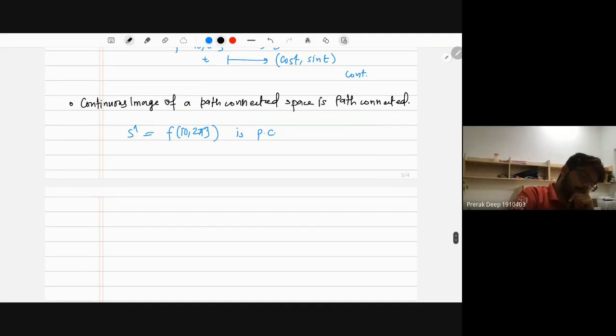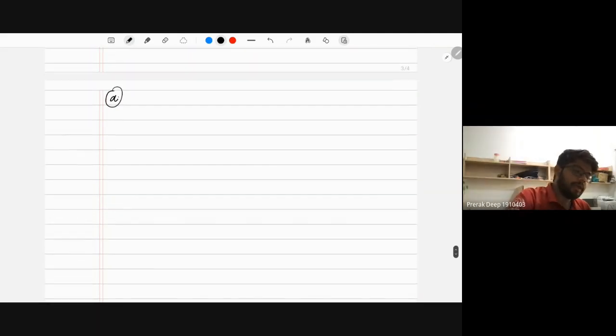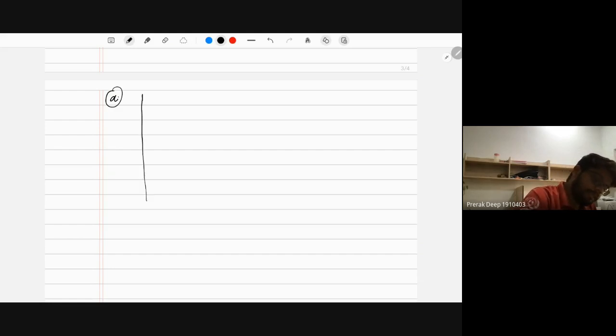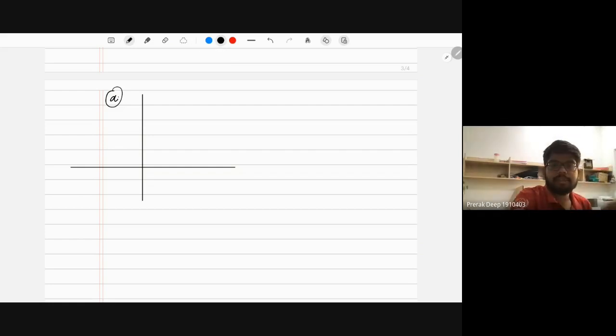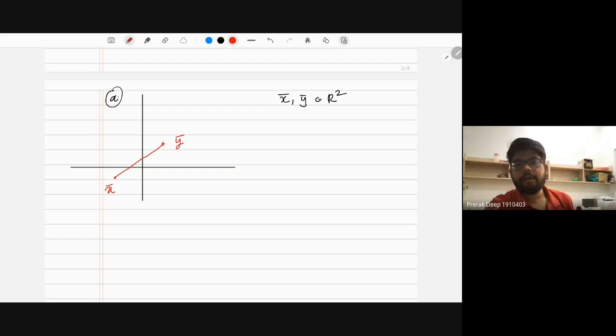Okay. Now option D is R2 minus a finite set of points. If you draw that, this is your R2, and you have some finitely many points that are not part of your R2 now. So take two points, X bar and Y bar in R2. Let's say these points are here. This is your X bar, this is your Y bar. Now you can join them by a straight line. In R2, you can join any two points by a straight line, right?